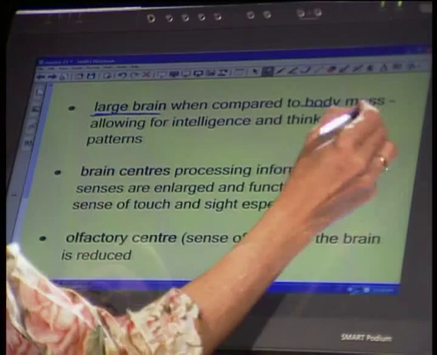We also have, still around the face, so the eyes, a large brain. And if you look at your primates, they have large brains. Okay, not as big as ours, but they do have large brains as well. So these are all the things we have in common compared to body mass. Okay, which means that there is intelligence and thinking patterns. I mean, they've sent a chimp into space already.